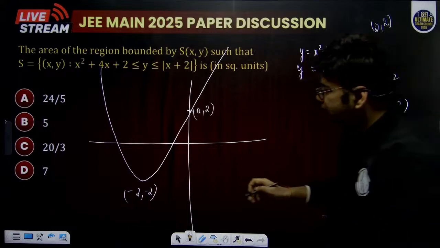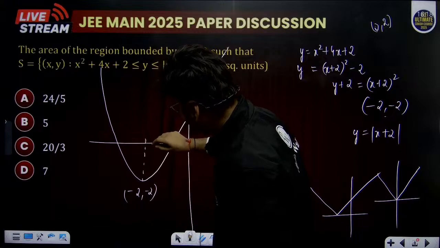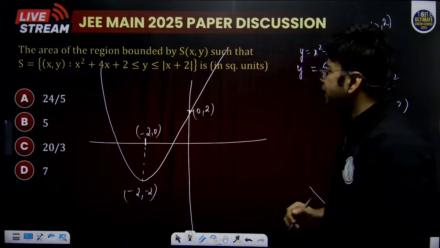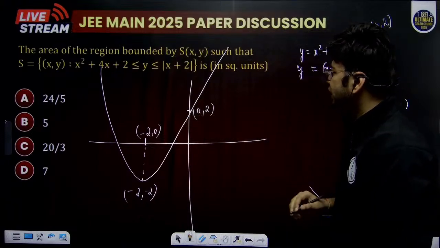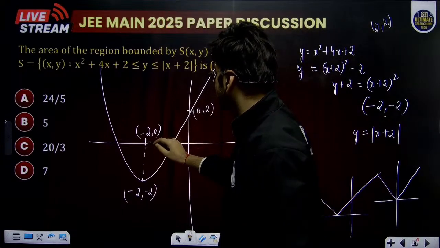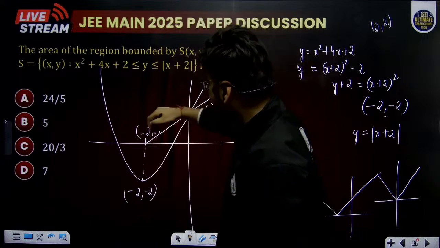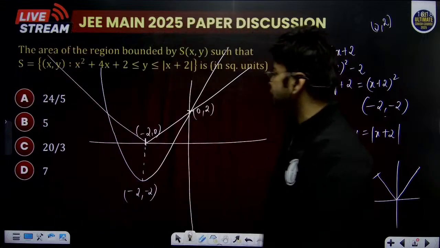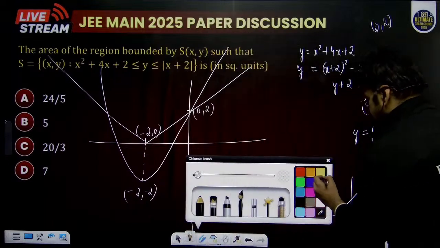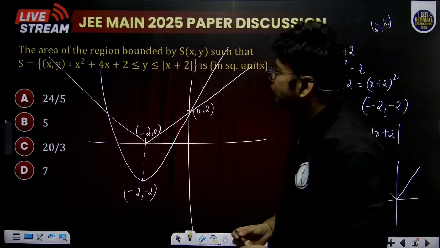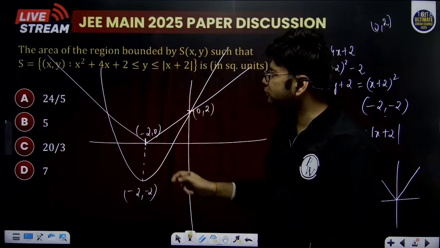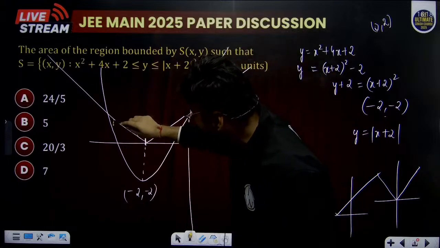So simply minus 2 comma 0 point will be lying somewhere here. Again, let's check if it's passing through this point. If I substitute x as 0, I'll get y as 2. That means it will also pass through this particular point. So the graph of y equal to mod x plus 2 will look something like this, a V shape. Now you want y to be less than mod of x plus 2 and you want y to be greater than this part. So that means you want to find the area of this region.